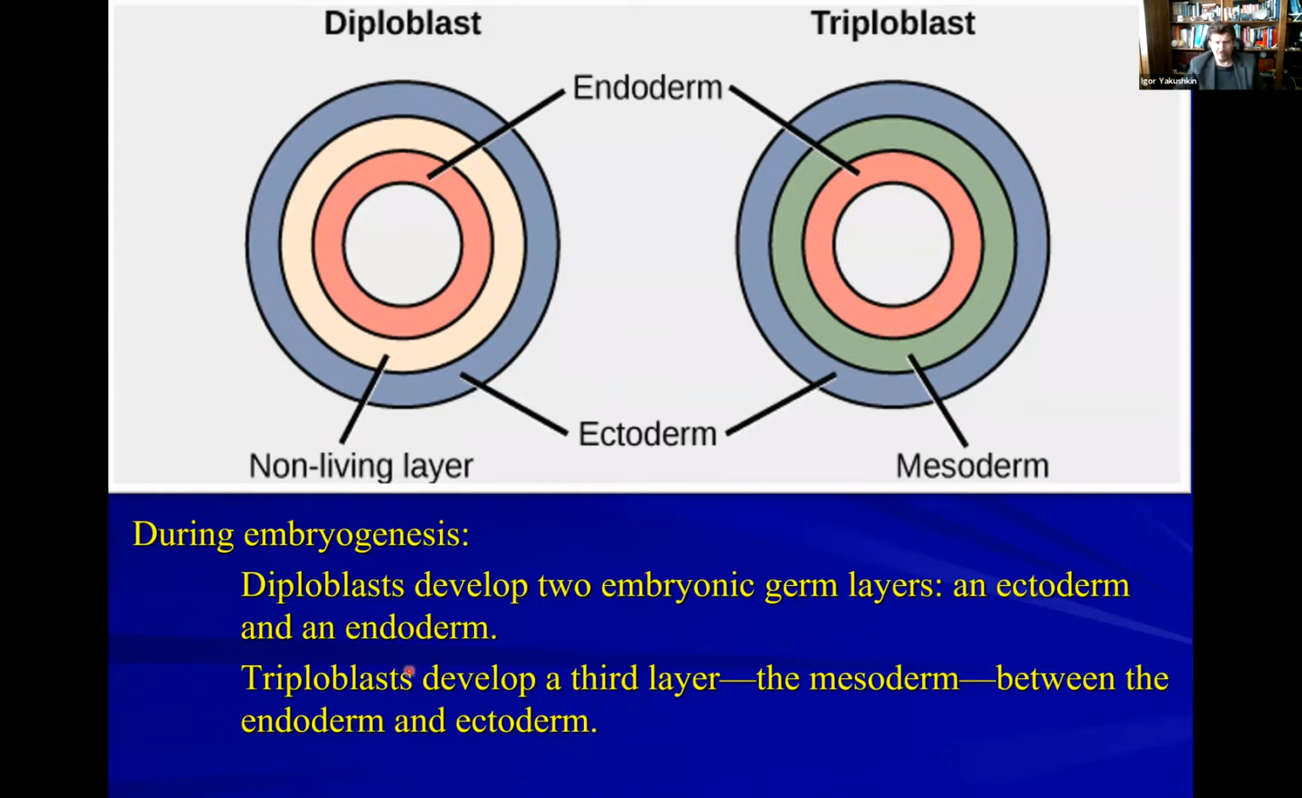So triploblasts will develop a third layer in between, meso. Like you probably heard about the Mesozoic era. It's between the Paleozoic and modern: ancient life, modern life, middle life, Mesozoic, mesoderm. Derm means layer. A layer in between of what? Ecto and endoderm. Make sense?